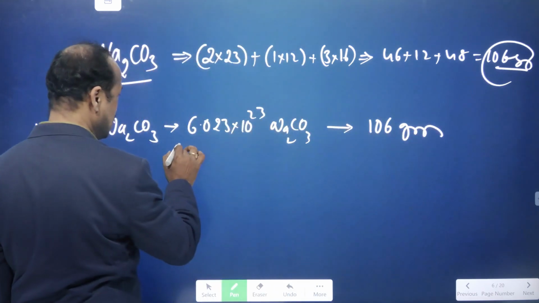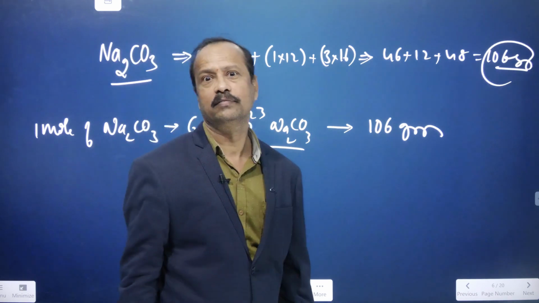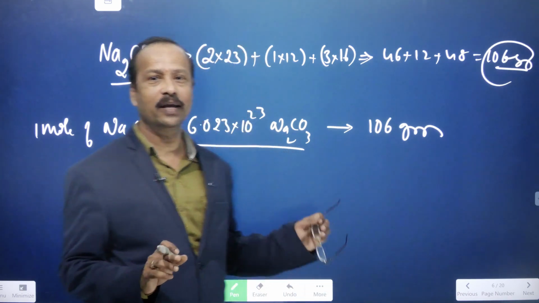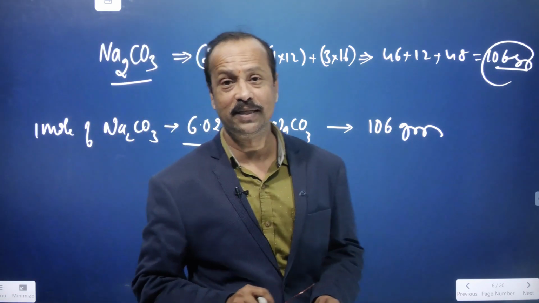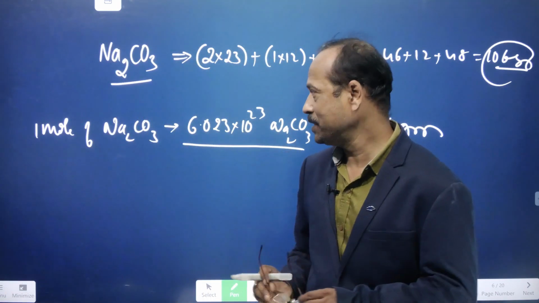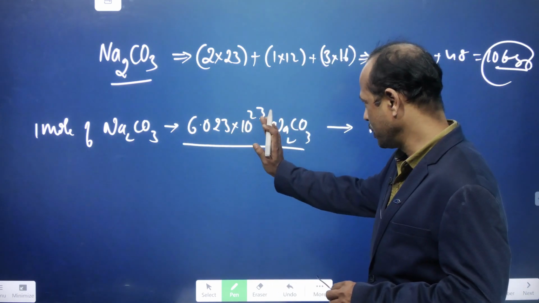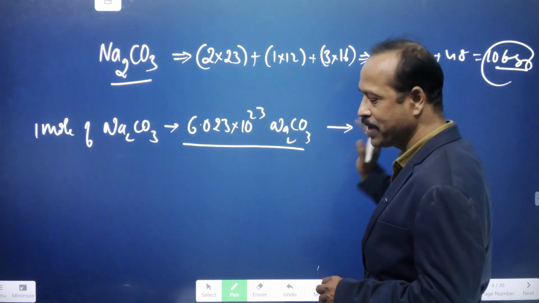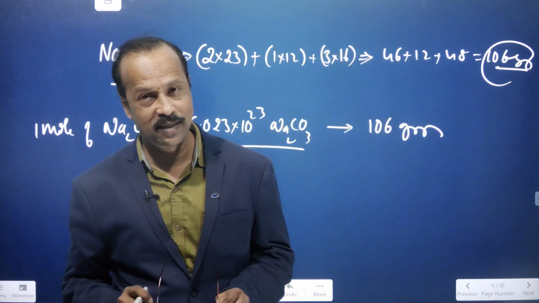In terms of numbers, 6.023 x 10^23. In terms of volume, no. Why? Because sodium carbonate is solid, so we cannot express it in terms of volume. We can express it as 1 mole meaning 6.023 x 10^23 sodium carbonate particles, and its mass is 106 grams. Is this clear to you?